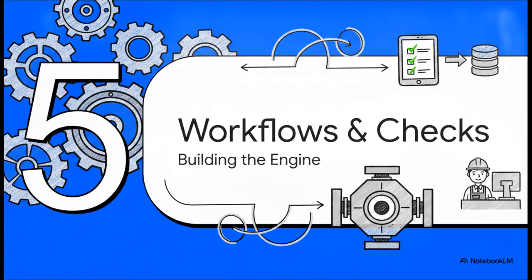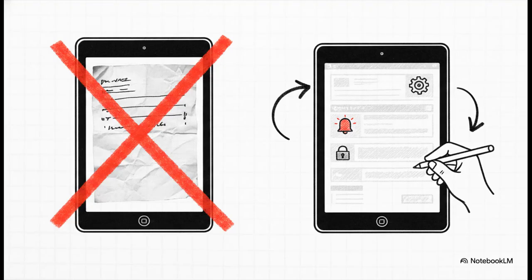All right, Section 5, electronic workflows and checks, building the engine. This is where it gets really exciting. Now, we get to translate that static master record into a dynamic workflow. But let me be unequivocally clear about something. Do not simply reproduce the paper page on a screen. Seriously, this is the most common fatal trap organizations fall into.